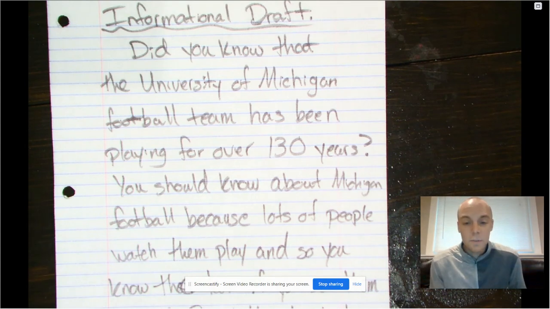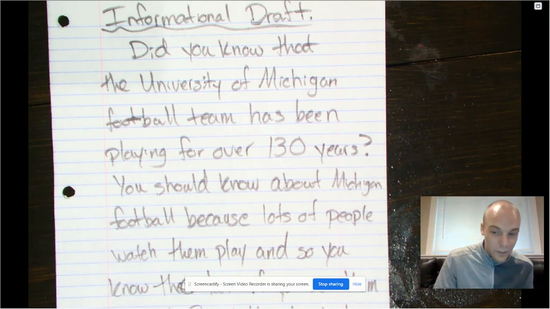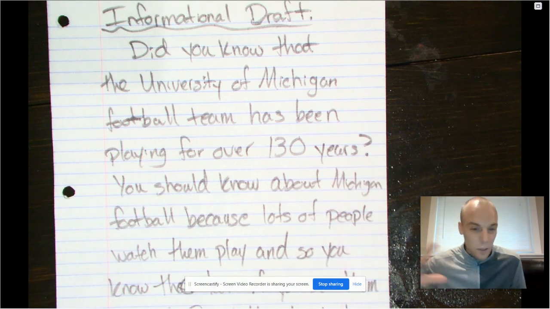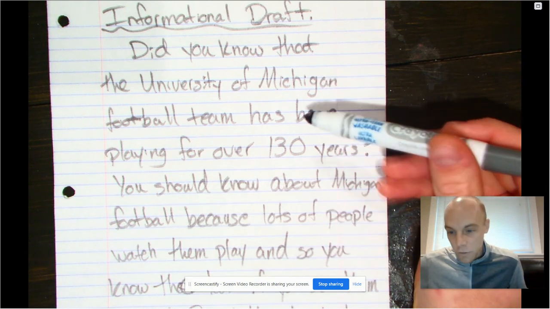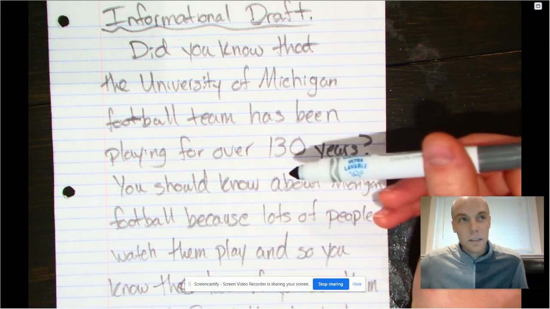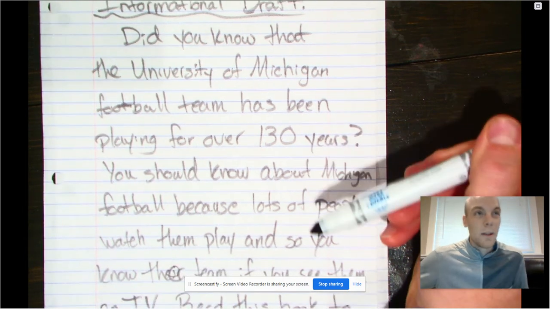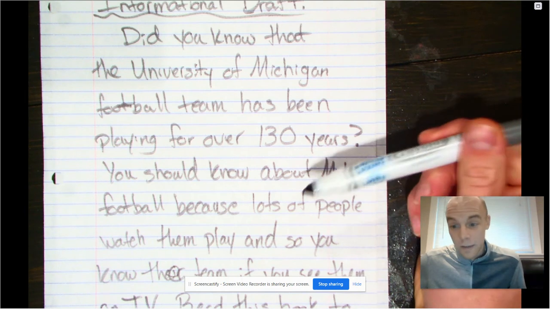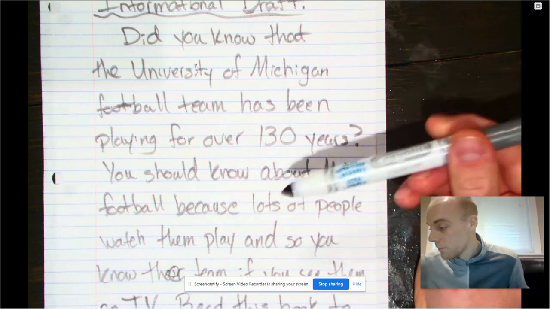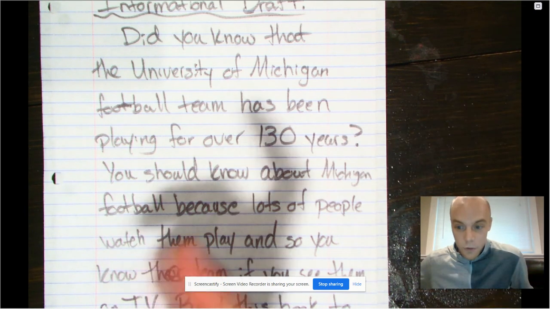I don't know the exact amount of years, but I know it's in the 130s. I don't know if it's 137 or 138 or 136. It's really close in there. So I'm going to go back and look up the exact date. I'm going to talk to my dad, maybe call him after this and ask him how many years, because my dad really knows his Michigan football, which is where my love for it came from.